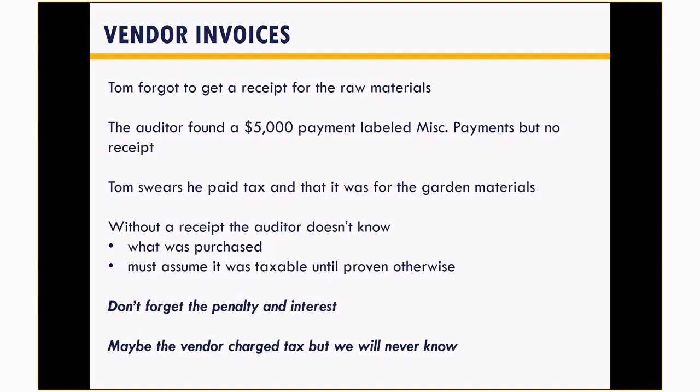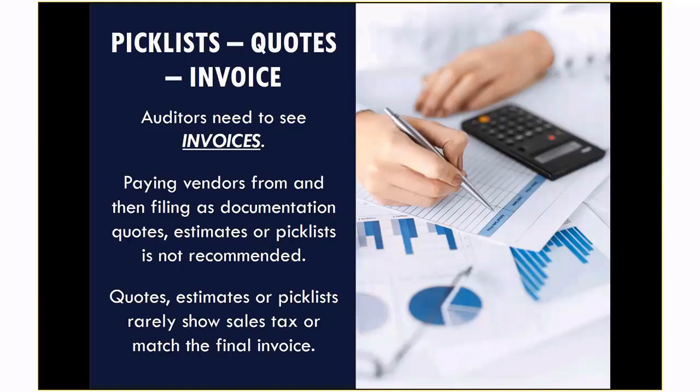Receipts are everything. One thing that we run into is pick lists, quotes, and invoices are three different animals. The auditors need to see invoices from vendors, filed as documentation. Quotes, estimates, or pick lists are not recommended because they rarely show sales tax and most likely won't match the final invoice, because it's just a pick list with some estimated dollars on it, or it's just a quote. Most likely they're not going to match anyway.